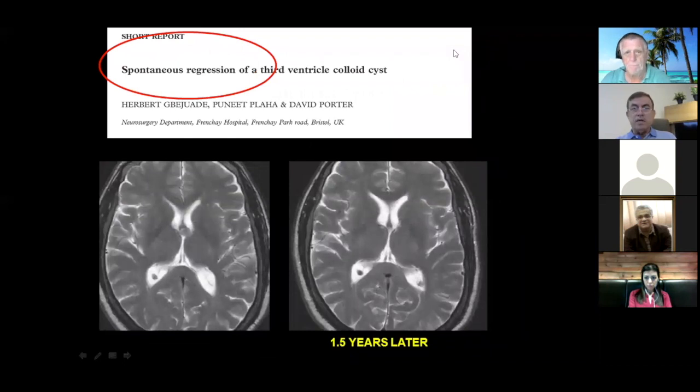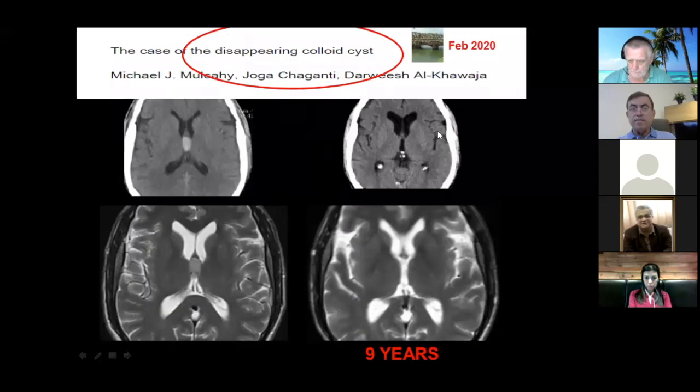Here another one, regression of these 1.5 years later. And this one also they called it disappearing colloid. 9 years, it disappeared. So the natural history is that they increase in size, but also you take case by case. Some cases will stop, they don't grow. Some cases they will even regress.